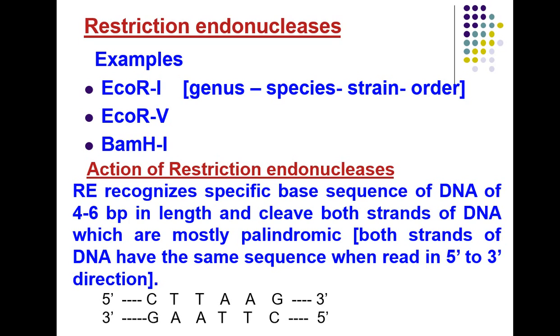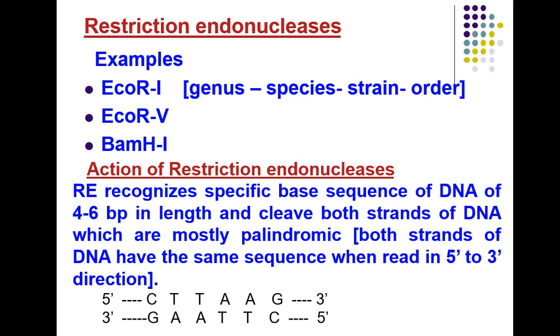Yes, sir. Right. So BamHI means it is Bacillus amyloliquefaciens bacteria. The genus is Bacillus, and the species is amyloliquefaciens. H is the H strain. There are different strains in this Bacillus amyloliquefaciens. It belongs to H strain and order 1. So this is how the naming of restriction endonucleases is given.